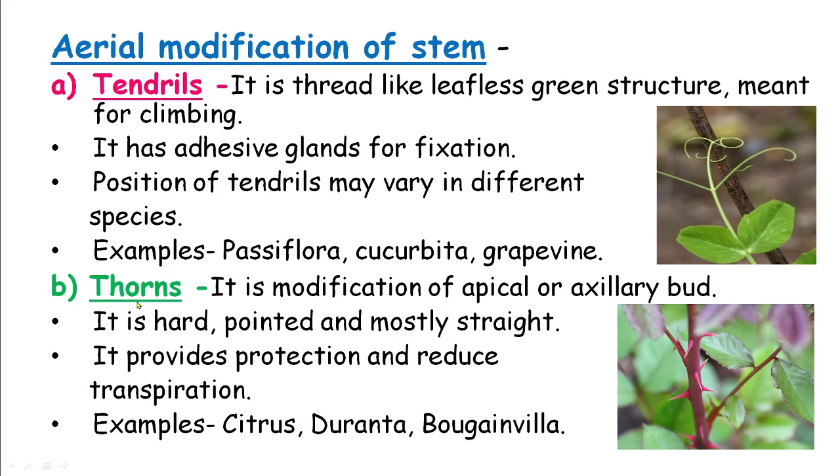Next type of the aerial modification is the thorns. It is a modification of the apical or the axillary bud and it is a hard, pointed and mostly straight structure. It provides protection by reducing the transpiration. Examples of the plants with thorns are the citrus, duranta and bougainvillea.